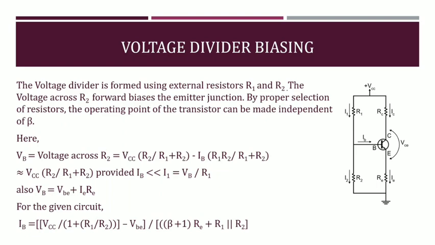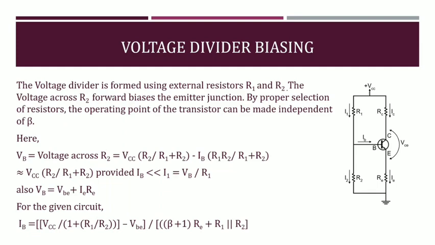Here VB, which is the voltage across resistance R2, is equal to VCC R2 / (R1 + R2) - IB R1 R2 / (R1 + R2). So for the given circuit, we reach the final equation as IB = (VCC / (1 + R1/R2) - VBE) / ((beta + 1) RE + R1 parallel R2). Here we can see that in voltage divider biasing, R1 is parallel to R2.